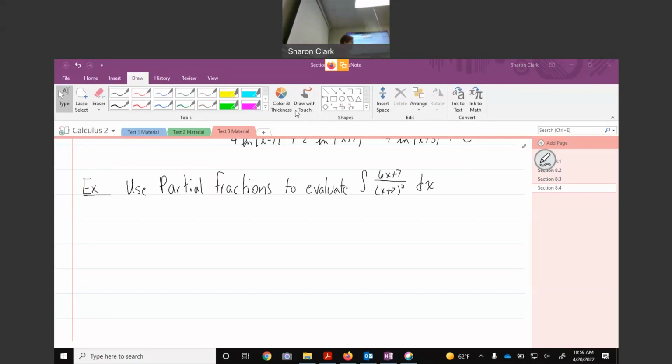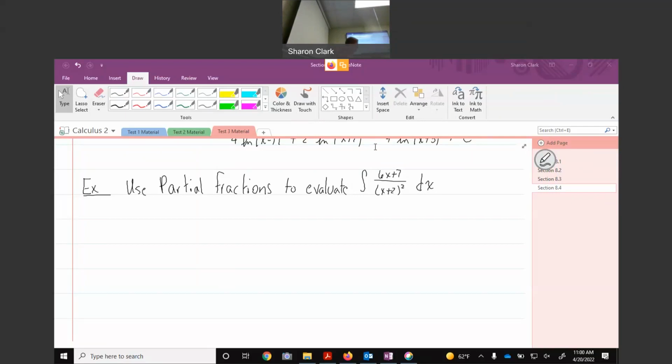Now, the first thing you've got to do is make sure that the power in the top is one degree less than the power in the bottom, which it is. That's in factored form. It's flip-flop from oblique, where the top has to be bigger. Here, the bottom has to be bigger.